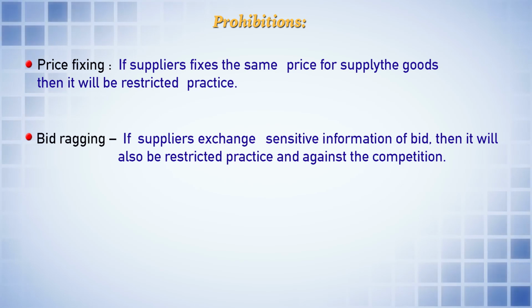That is called price fixing. Then bid rigging. If two or more suppliers exchange sensitive information of bid, then it will also be a restricted practice. It will be treated as against the spirit of competition. So bid rigging is also prohibited under the Competition Act 2002.